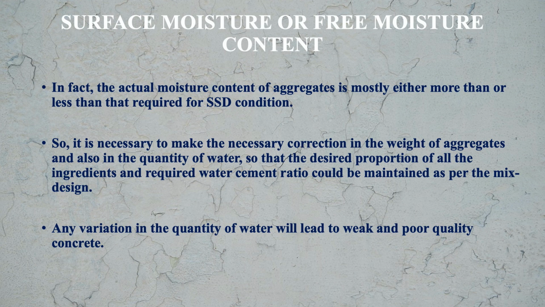So it is necessary to make the necessary correction in the weight of aggregates and also in the quantity of water, so that the desired proportion of all the ingredients and the required water cement ratio could be maintained as per the mix design. So whatever water cement ratio you have decided for your mix design, that can be maintained if necessary corrections are made to the weight of aggregate and also to the quantity of water. Any variation in the quantity of water will lead to weak and poor quality of concrete.